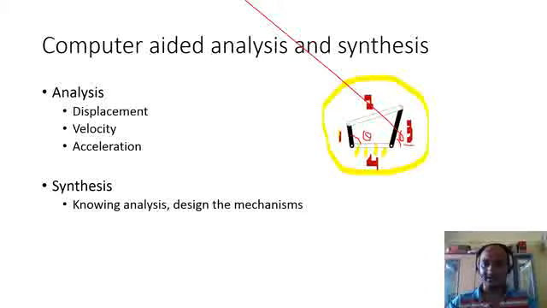Say this angle is your phi angle. So it means that your input angle is theta and output angle is phi. So this is nothing but a displacement. See, for input displacement theta, output displacement is phi for this particular instance.